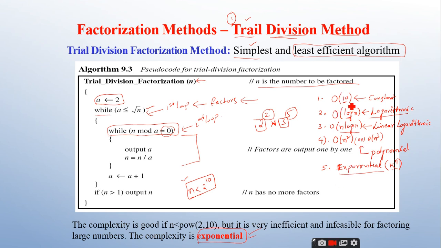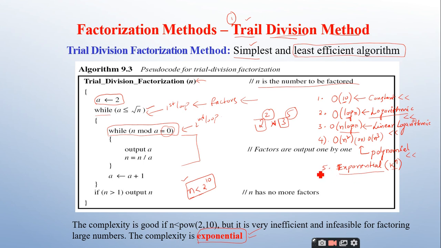If you take the constant value, big O of 10 or 20, something like that, we say that the constant complexity is much less than the logarithmic time complexity. Similarly, logarithmic is much less than linear logarithmic. Linear logarithmic is much less than polynomial complexity. Similarly, polynomial complexity is much less than exponential, right?